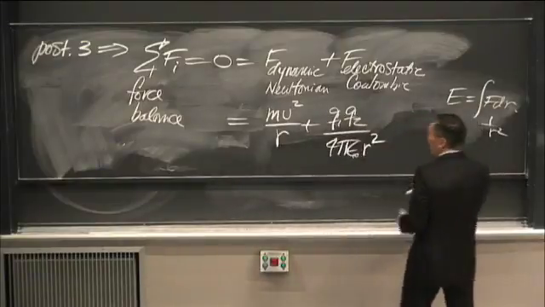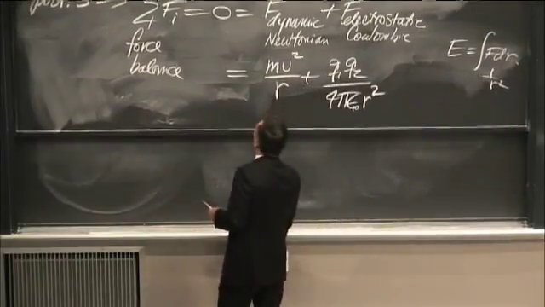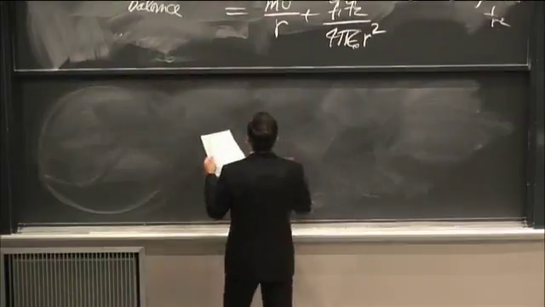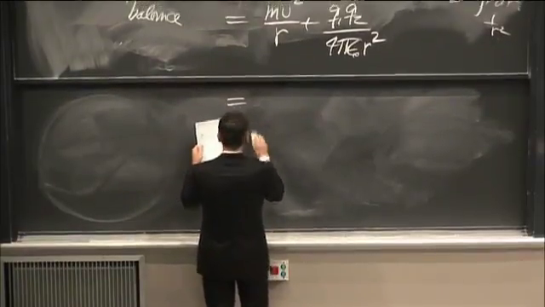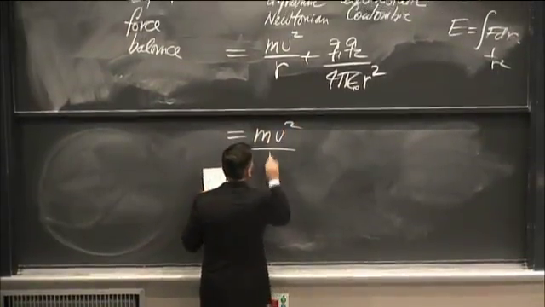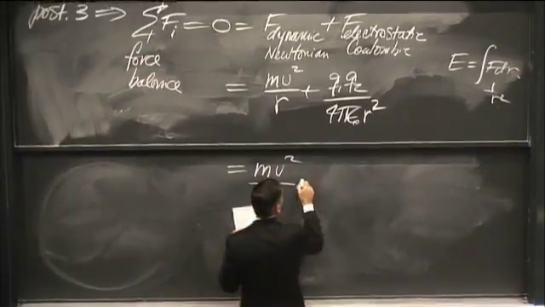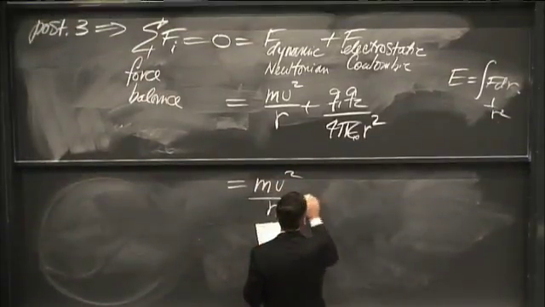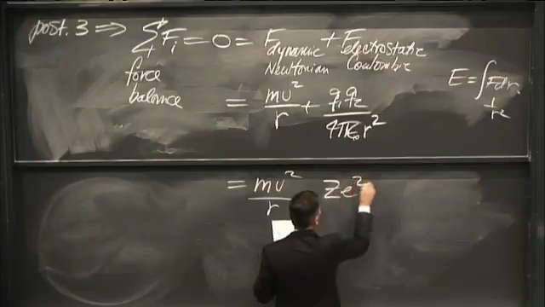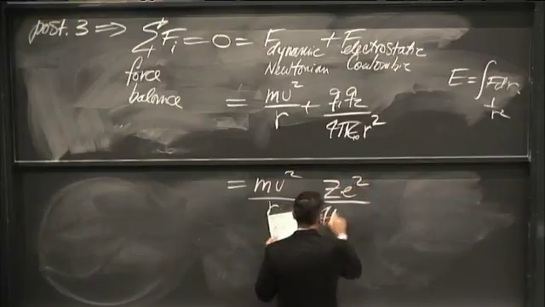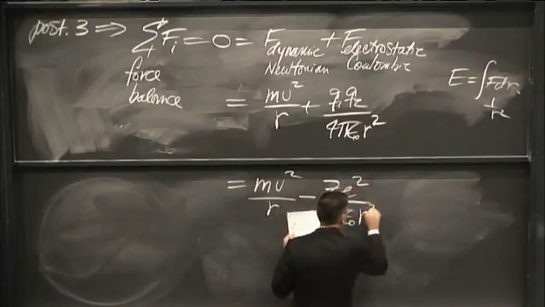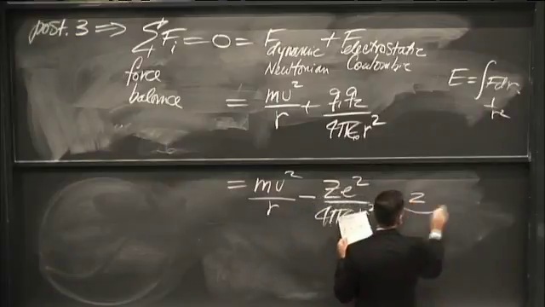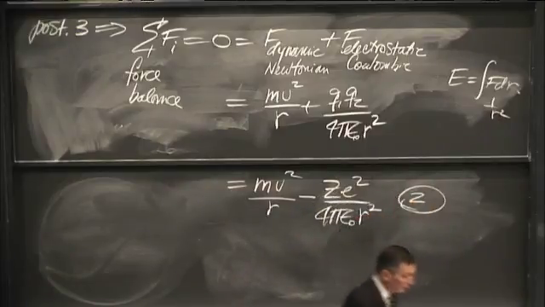All right, anyway, we're going to plug in those values. And what do we get? What we get is m v squared over r equals, with Q1 being Z E and Q2 being minus E, minus Z E squared over 4 pi epsilon 0 r squared. I'm going to call this equation 2.